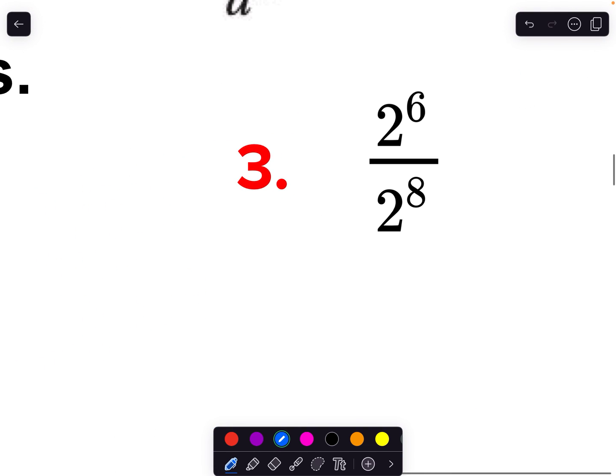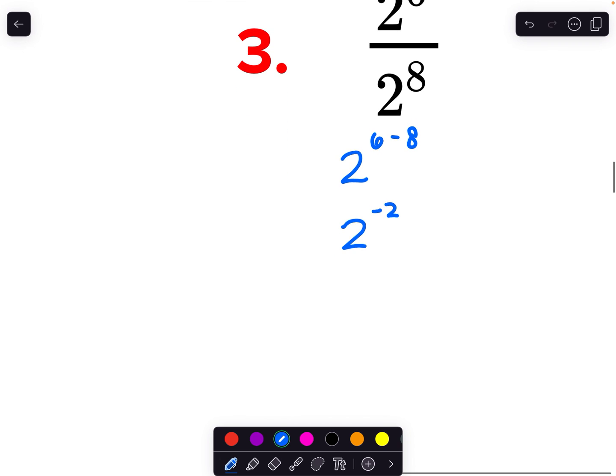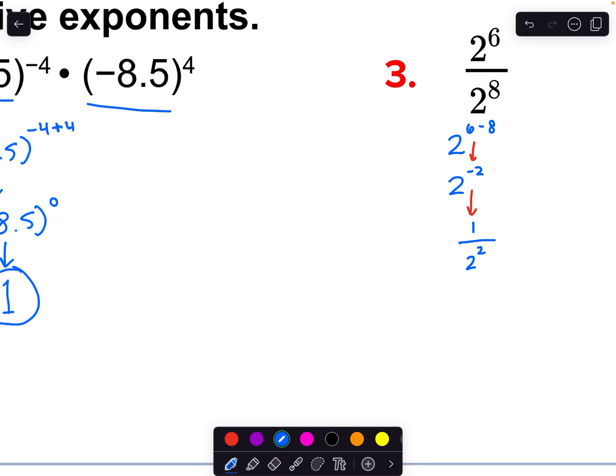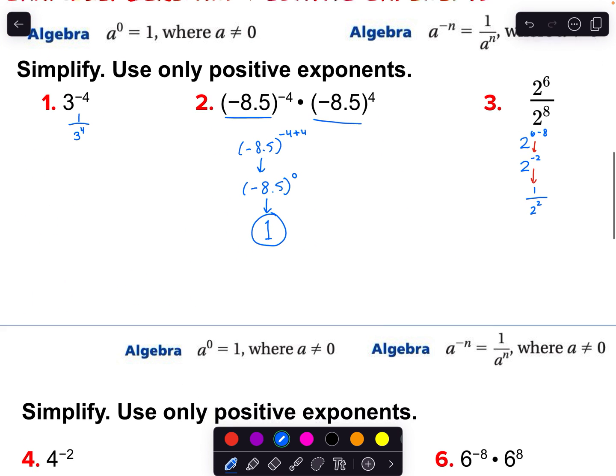Over here, this is where our quotient rule comes into play. 2 to the 6th divided by 2 to the 8th is 2 to the 6 minus 8. 2 to the 6 minus 8 is 2 to the negative 2. So we'll flow down like this. 2 to the negative 2 is 1 over 2 to the second. So we'll just keep it like that. That's really 1 over 4, but we'll just write it with our positive exponents.